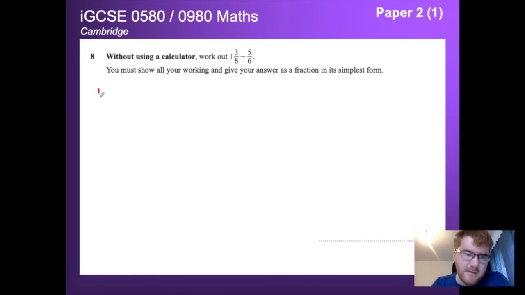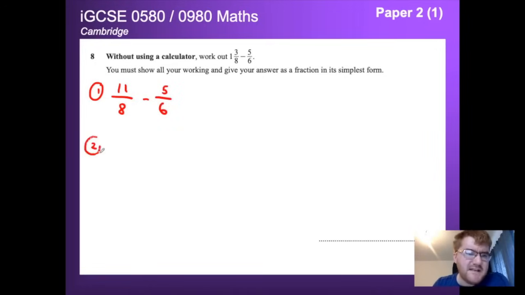So step 1, I'm going to change the 1 3/8 to an improper fraction. So 1 times 8 is equal to 8. 8 plus 3 is equal to 11. So I can rewrite the first fraction as 11 over 8 minus 5 over 6. So that's our first step. Write it as an improper fraction.